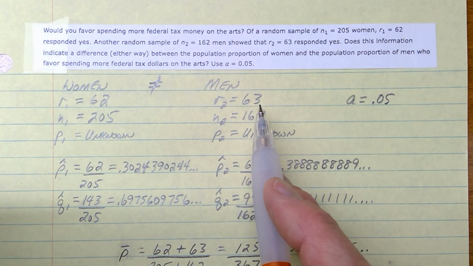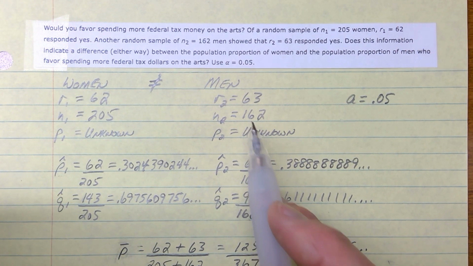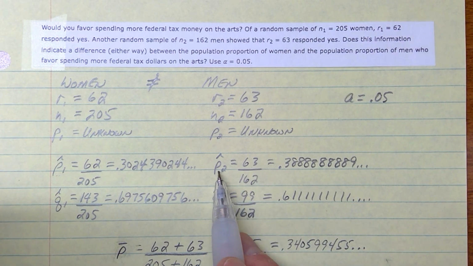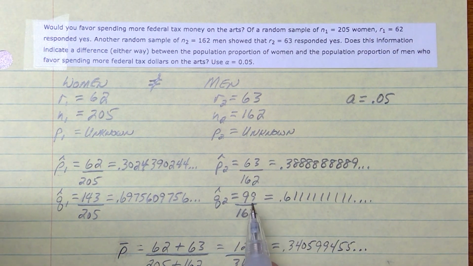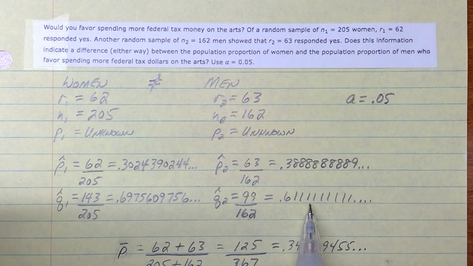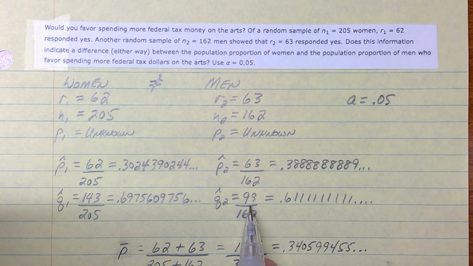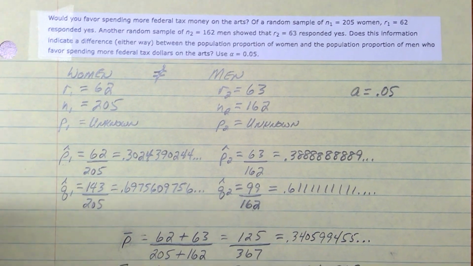All right, men, 63 out of 162 said yes. So our sample is 63 out of 162. That's our proportion of success. 63 said yes. That means 99 said no. 162 minus 63 gives you 99. So 99 out of 162 said no, which is this decimal here. Remember Q, the easy way to find it is just 1 minus P. So 1 minus this gives you this, or 1 minus this fraction gives you this fraction. You can do that on your graphing calculator pretty easily.